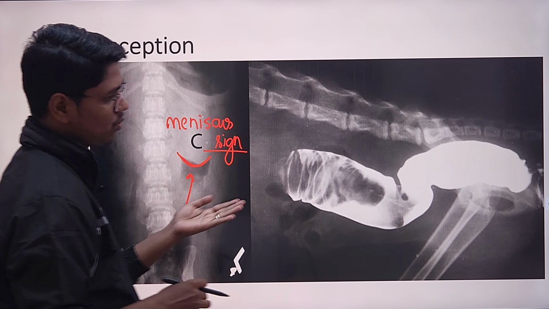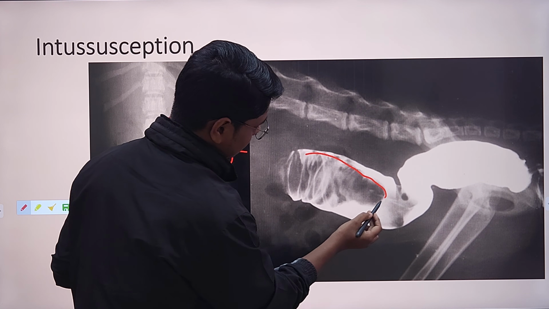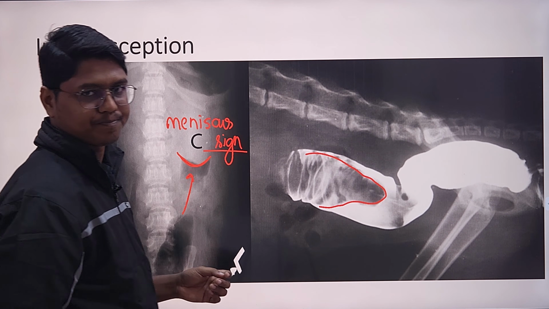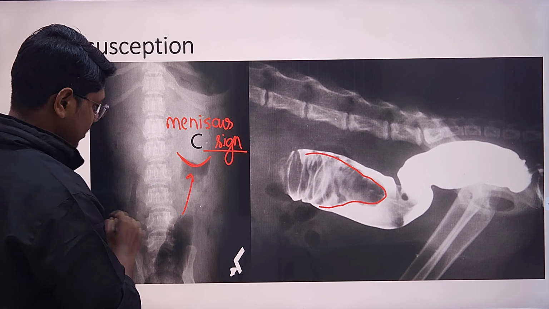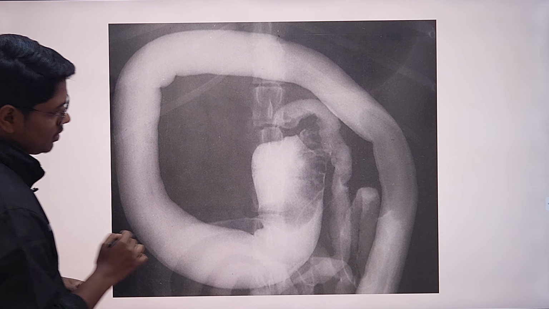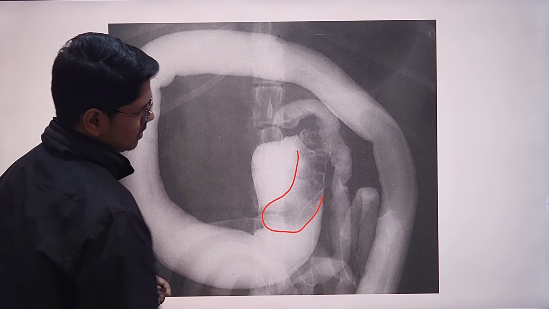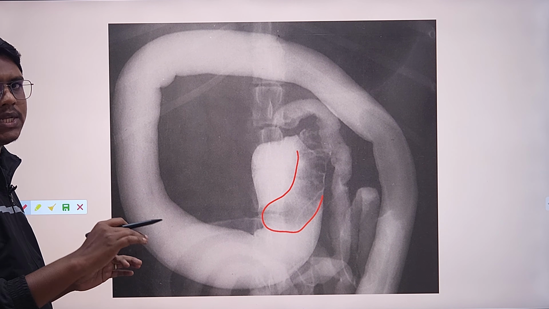It is better to go for the barium study. Here you can clearly see the intussusception. Let us see another image. This is a ventrodorsal view. Here you can clearly see this is a case of intussusception. The most common is cecocolic intussusception.